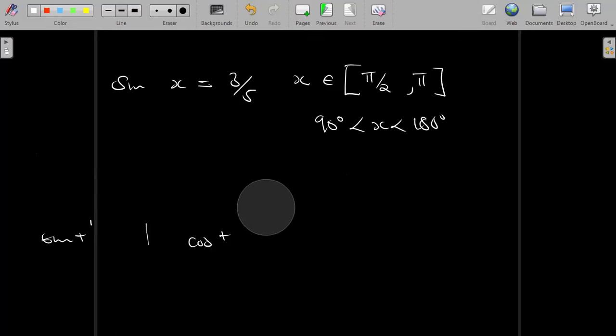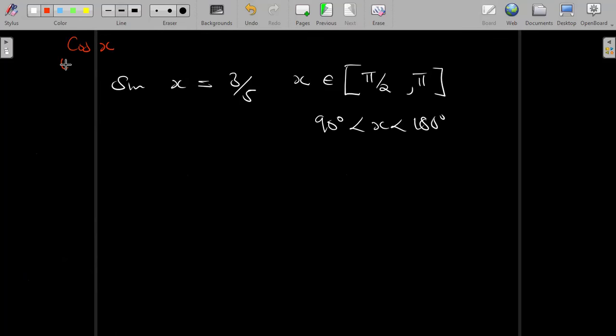All right, so we have this which we have been given. Now they're telling us we must find the other: we should find cos x, and we should find tan x. So being given that it's between 90 and 180 degrees, what does that tell us?